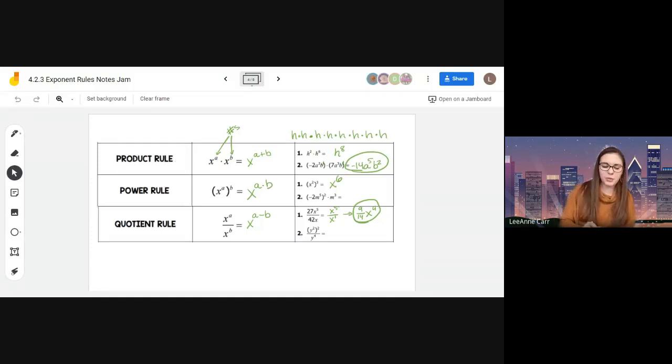Maybe about 20 more seconds. We're trying to do the second example.